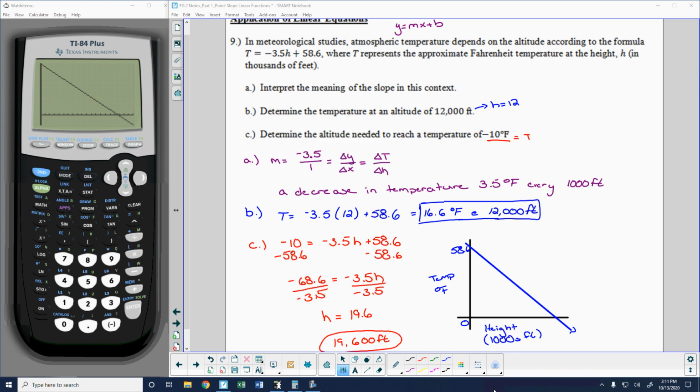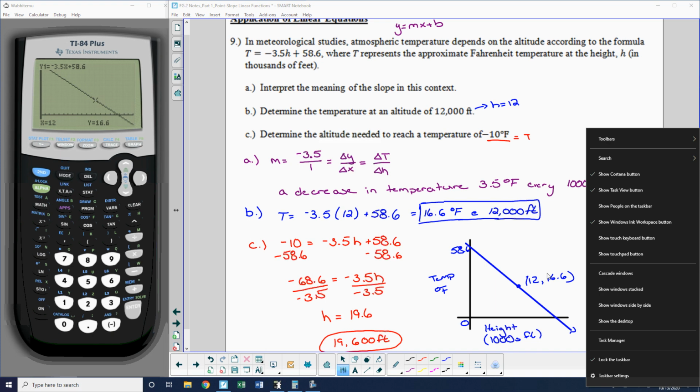So we can use this graph then to solve. If we wanted to solve B, determine the temperature at an altitude of 12,000 feet. Remember, 12,000 feet would be 12 on the x-axis. So how we could solve that is we could hit the second key and then go to trace, which takes us to the calculate menu. This is an x value, and so we're just going to select value. And we're going to type in the x or the h value in this case that we want. And so it's going to give us a point on the graph, and then 12, 16.6, we can label on that graph. And that's essentially our work.